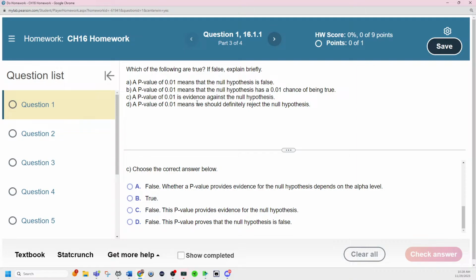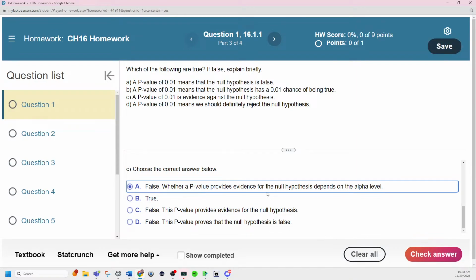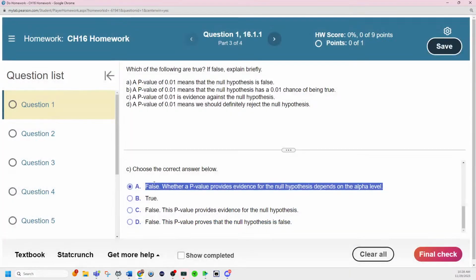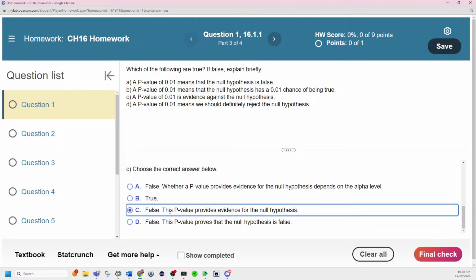A p-value of 0.01 is evidence against the null. I mean, kind of. We already mentioned this earlier. It depends on the alpha, but it's kind of true. I mean, oh, really? Wait. A p-value of 0.01 is evidence against the null. Oh, they want to say it's evidence for the alternative. Ugh. Oh my gosh. The p-value proves... No, it doesn't prove anything. The p-value provides evidence for the... Wait.